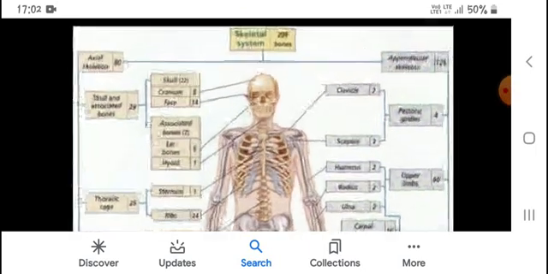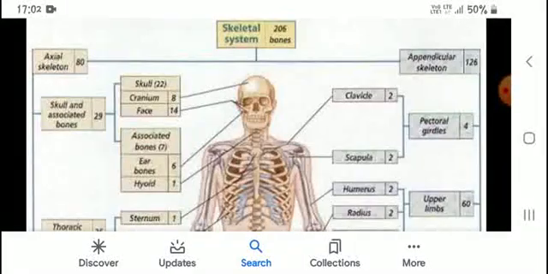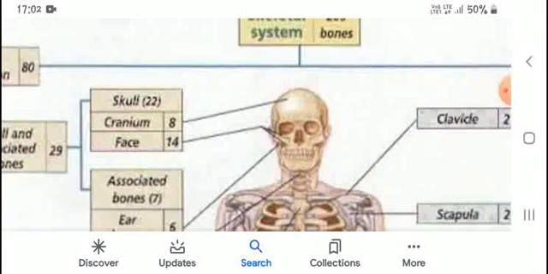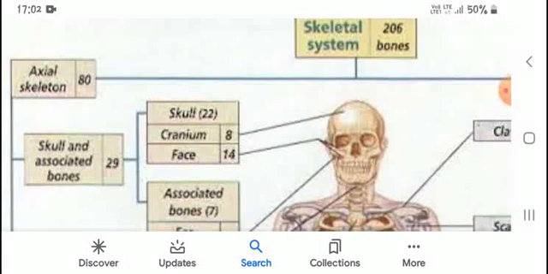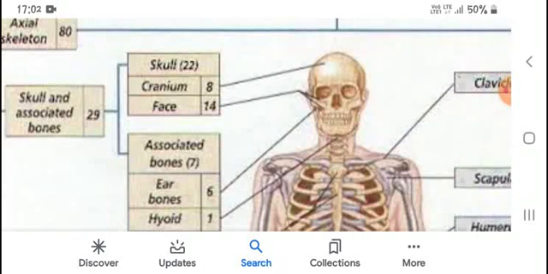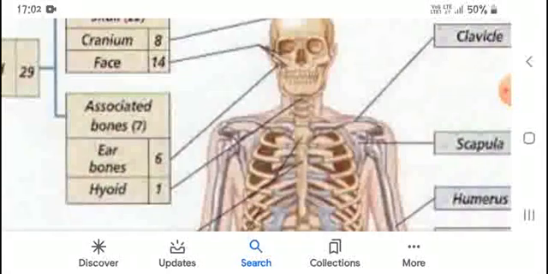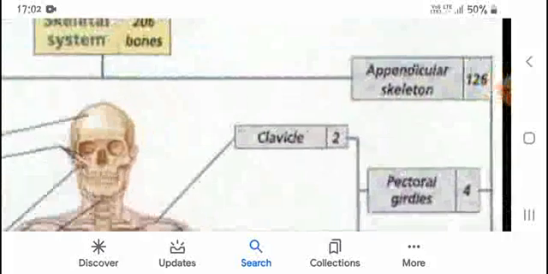In the skull, as you know, humans have 22 bones. In that 22, 8 bones are the cranium. Here you can see the cranium, and the face, the total face has 14 bones. And if we come to the skull and associated bones, they total 29. In that, 22 is the skull, and the associated bones: the ears have 6 bones, and the hyoid, we have 1 bone, the hyoid bone.